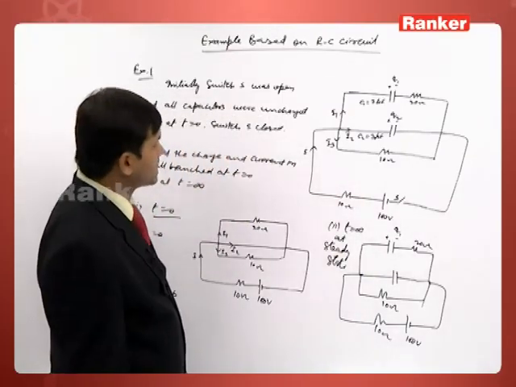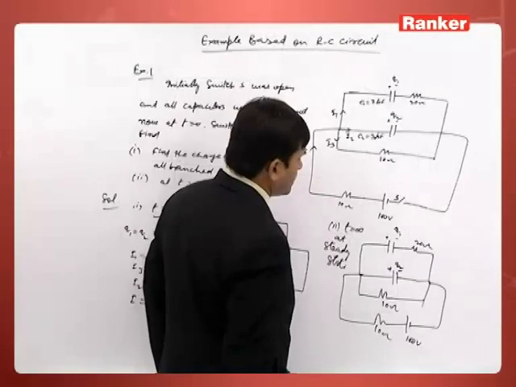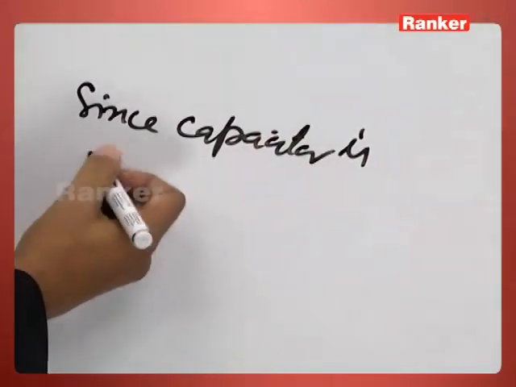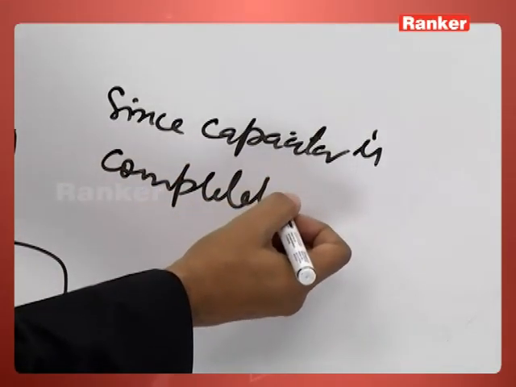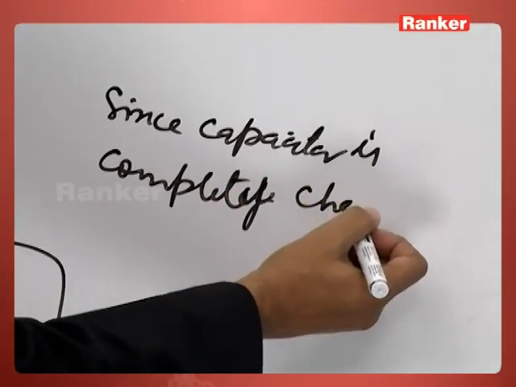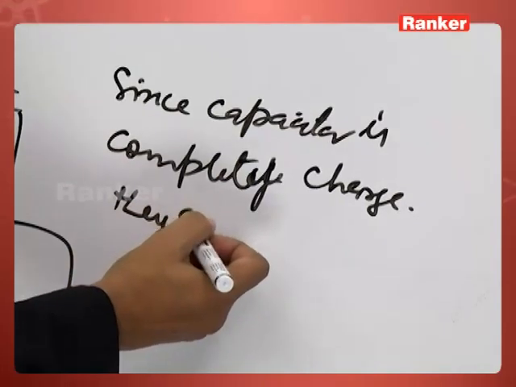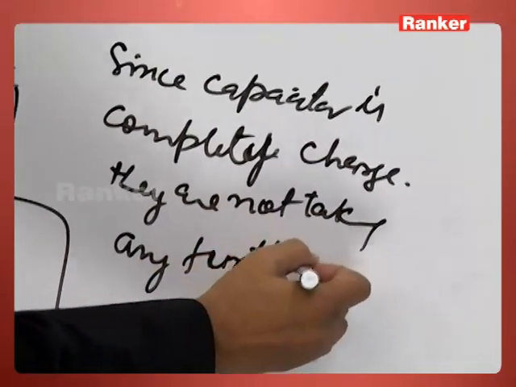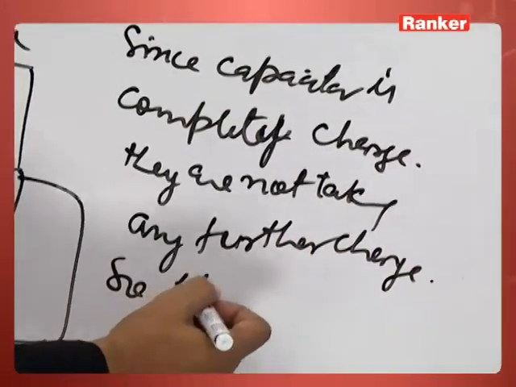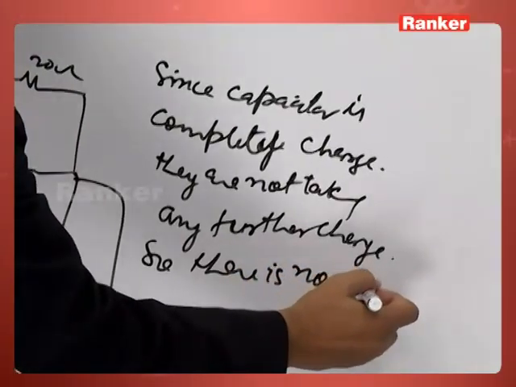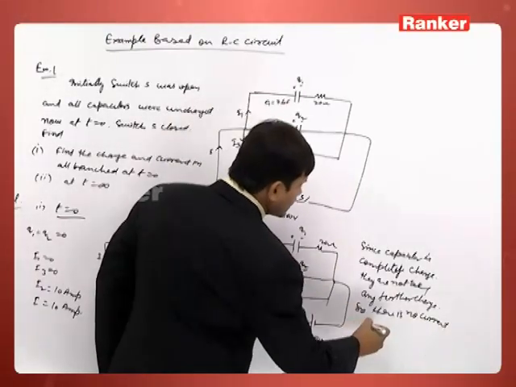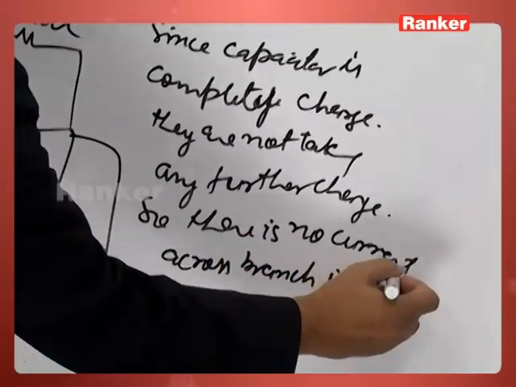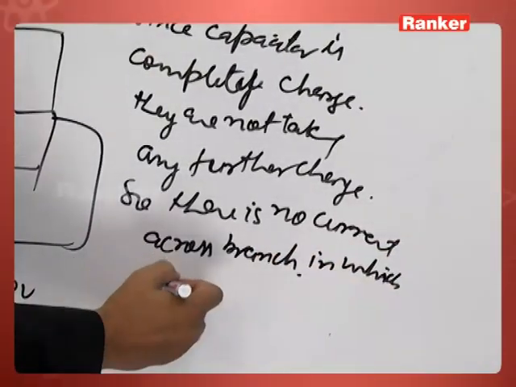So we can write, since the capacitor is completely charged, they are not taking any further charge. So, there is no current across a branch in which a capacitor is connected.